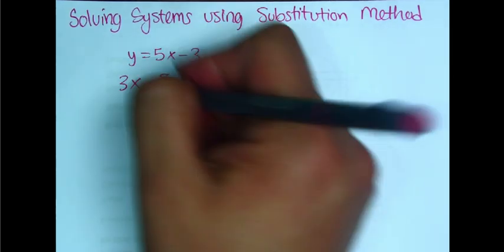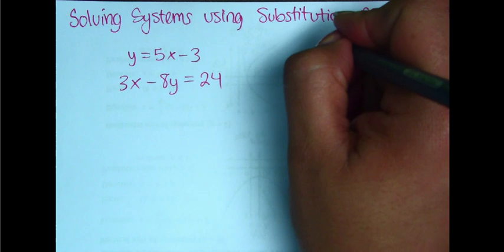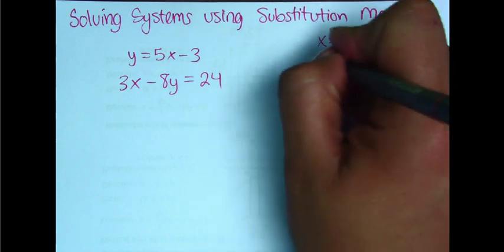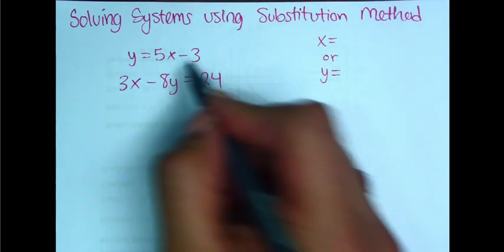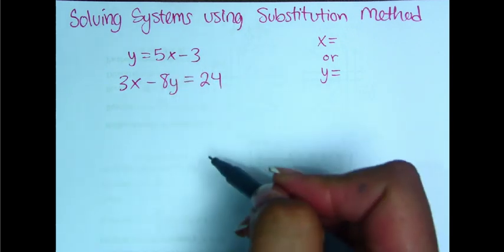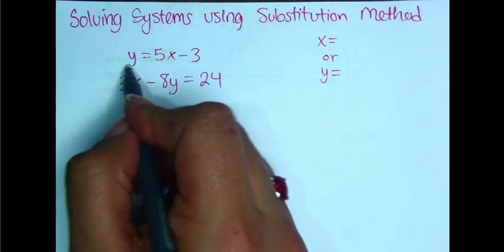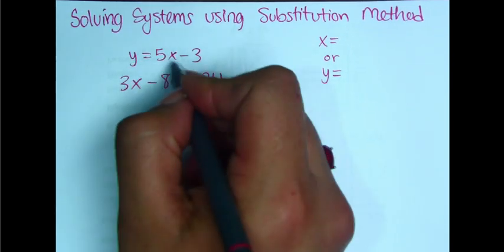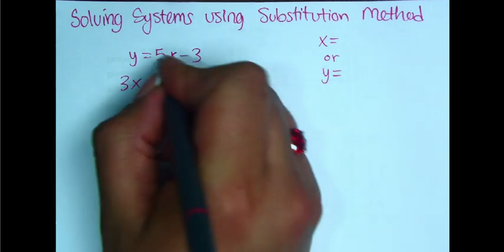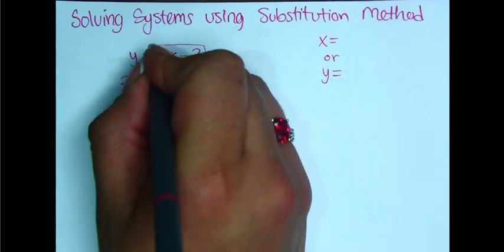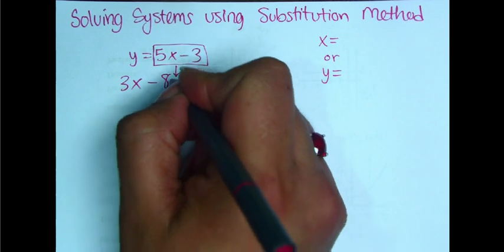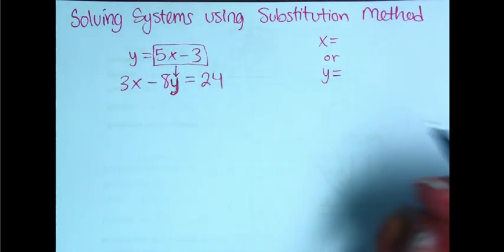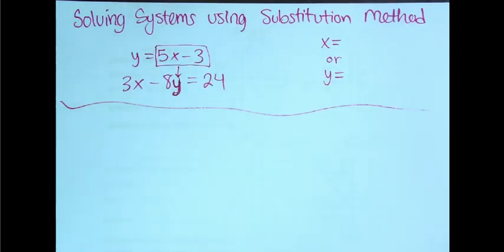So ideally, what you want to look for is if you have an equation in the form of x equals or y equals. If you do, then that's the equation that you're going to substitute into the other. So for example, right here, this equation on top says y equals 5x minus 3. That means we're going to replace 5x minus 3 where the value of y is at. So in other words, right here, for this letter y. So that's how we're going to start this process.